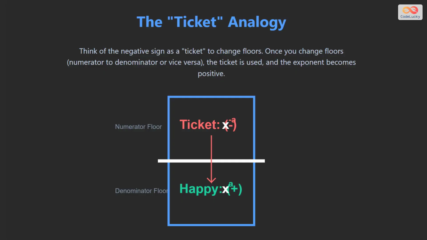Think of the negative sign as a one-way ticket for an elevator. The term is unhappy on its current floor. It uses its negative ticket to travel to the other floor. Once it arrives, the ticket is used up, and the exponent becomes positive and happy.